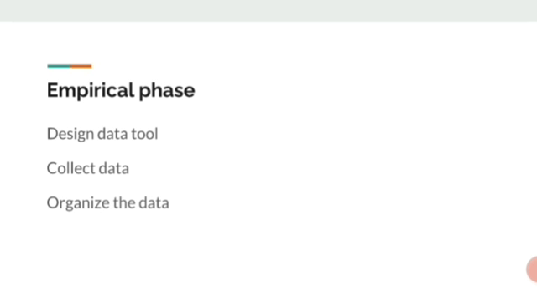The next phase is the empirical phase. We have seen the conceptual phase, the design and planning phase, and now it is the empirical phase. In the empirical phase, you have to design the data tool, collect data from the samples and then organize the data. So you have to design the tool and check validity and reliability. Once validity and reliability are checked, you can start collecting data and then organize the data.